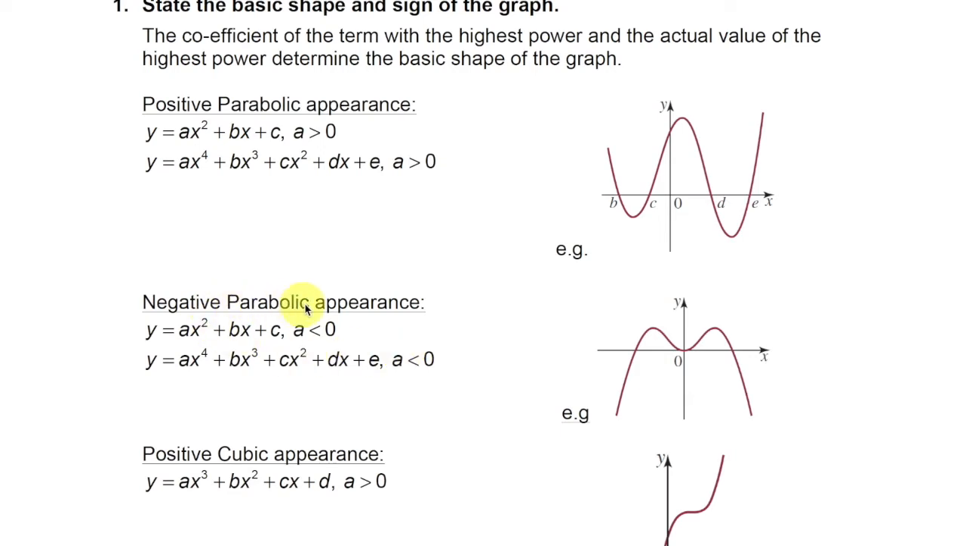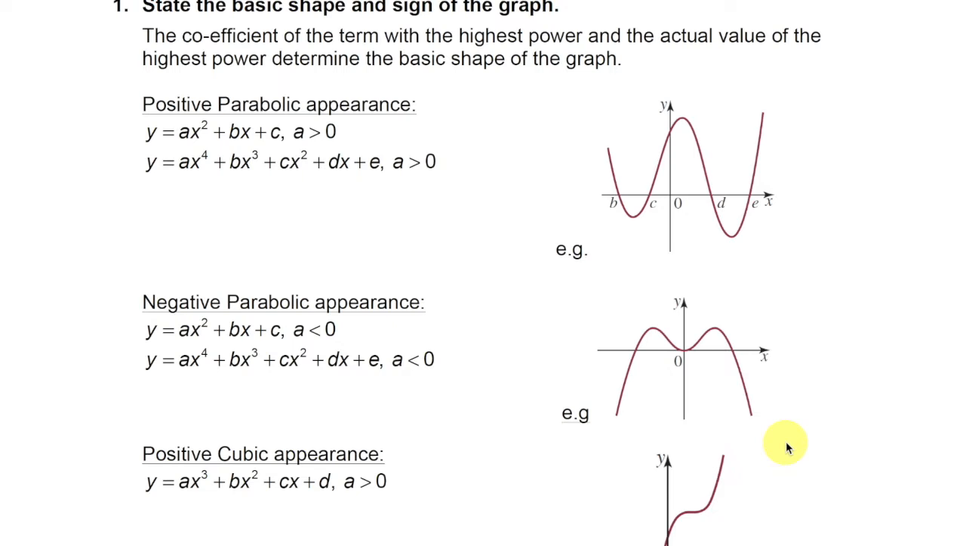We can also have a negative parabolic appearance, and that is if we take a look at the a, the coefficient of the highest power, and it is in fact a negative number, then we're going to have this inverted parabolic appearance, as you can see there.